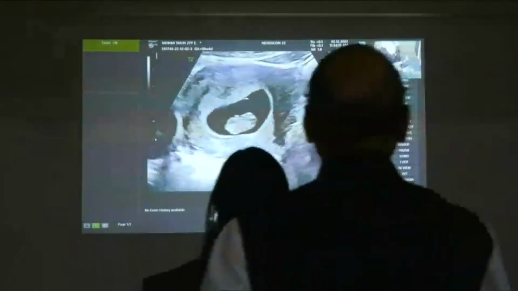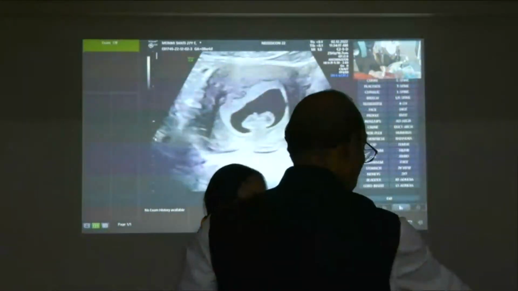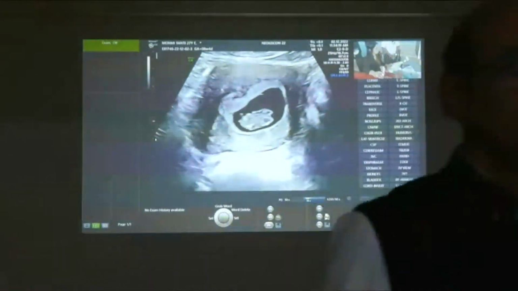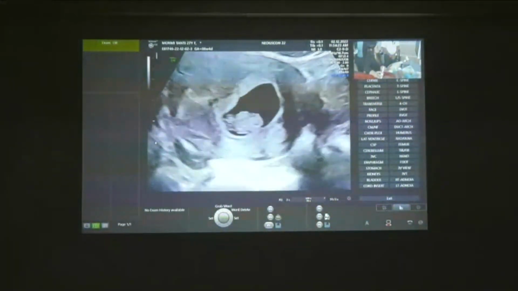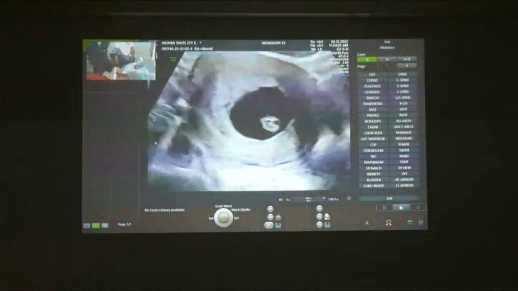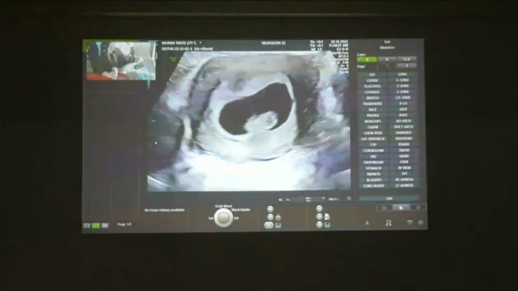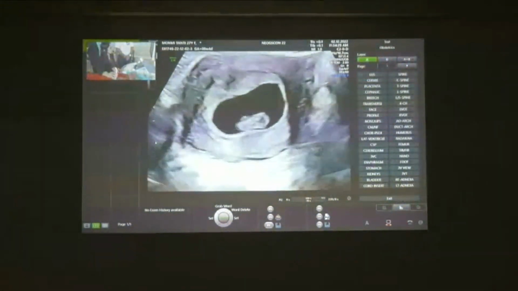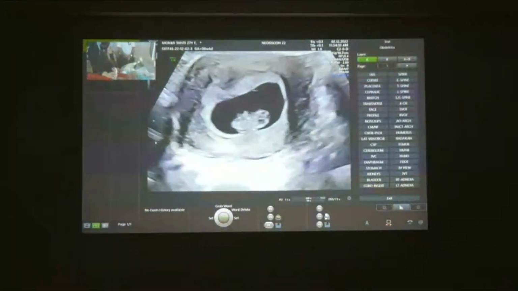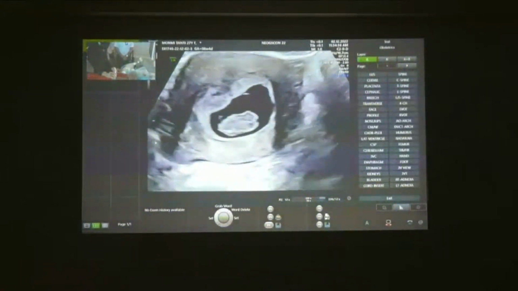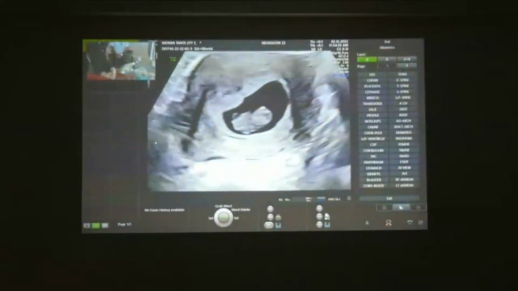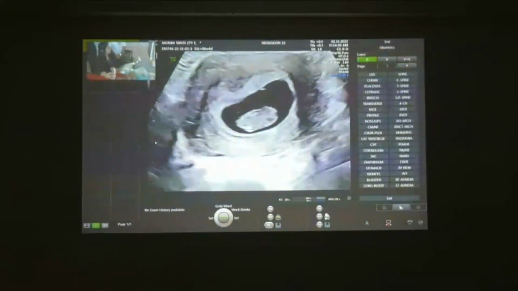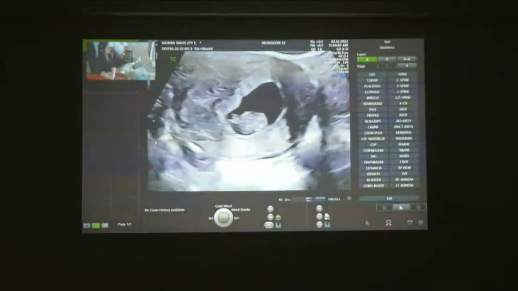When a patient comes at around 8 weeks, what are the things that we see? Firstly, we look at the overview of the entire uterus. We see the number of sacs and the number of fetuses, or embryos to be more precise, because before 10 weeks it is an embryo and after 10 weeks it is a fetus.